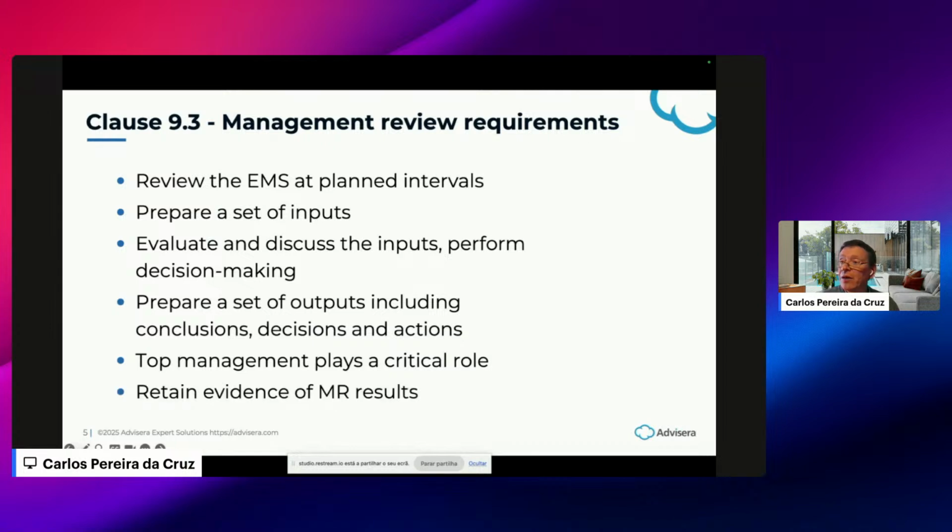Okay, and retain evidence of the management review results. So maintain documented proof of reviews, decisions, and actions for accountability and compliance.